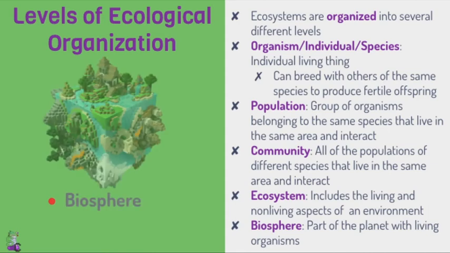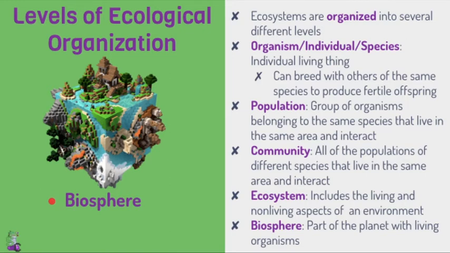And our last level of ecological organization is the biosphere, and this is the part of the planet with living organisms. The biosphere includes most of Earth, including part of the oceans and the atmosphere, and is made up of the parts of Earth where life exists, thus all our ecosystems. This is where land, water, and air interact with each other to support life. So all those living things are within our biosphere.